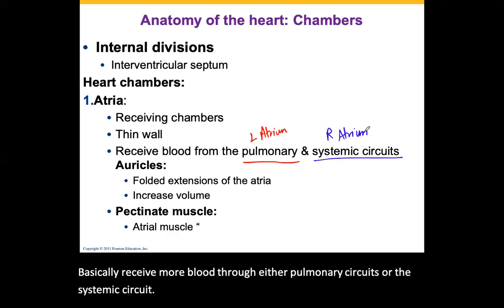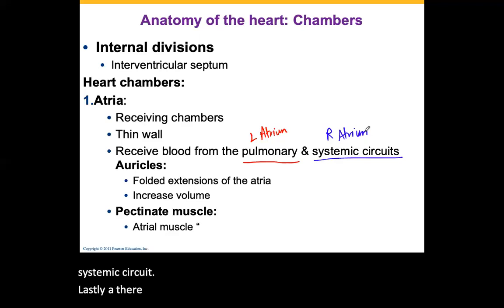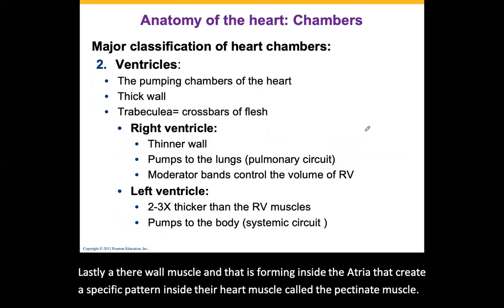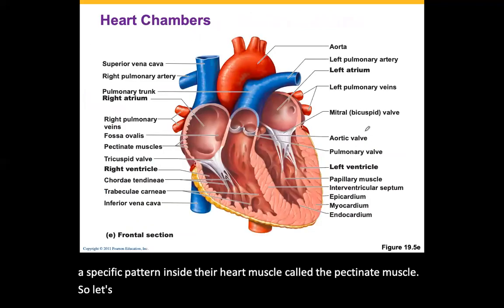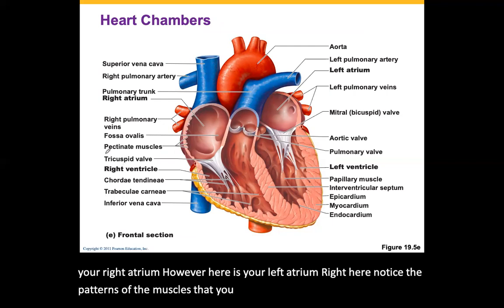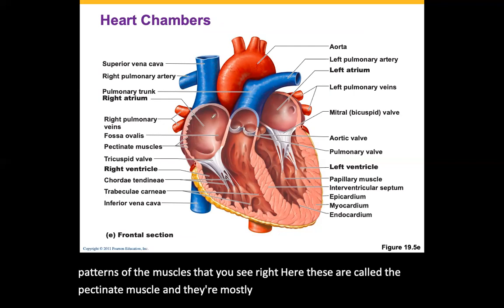Lastly, the wall muscle that is forming inside the atria creates a specific pattern inside the heart muscle called the pectinate muscle. So let's take a look at these structures we described so far. Here is your right atrium over here. Here is your left atrium right here. Notice the patterns of the muscles that you see right here. These are called the pectinate muscle, and they're mostly present in the right atrium.